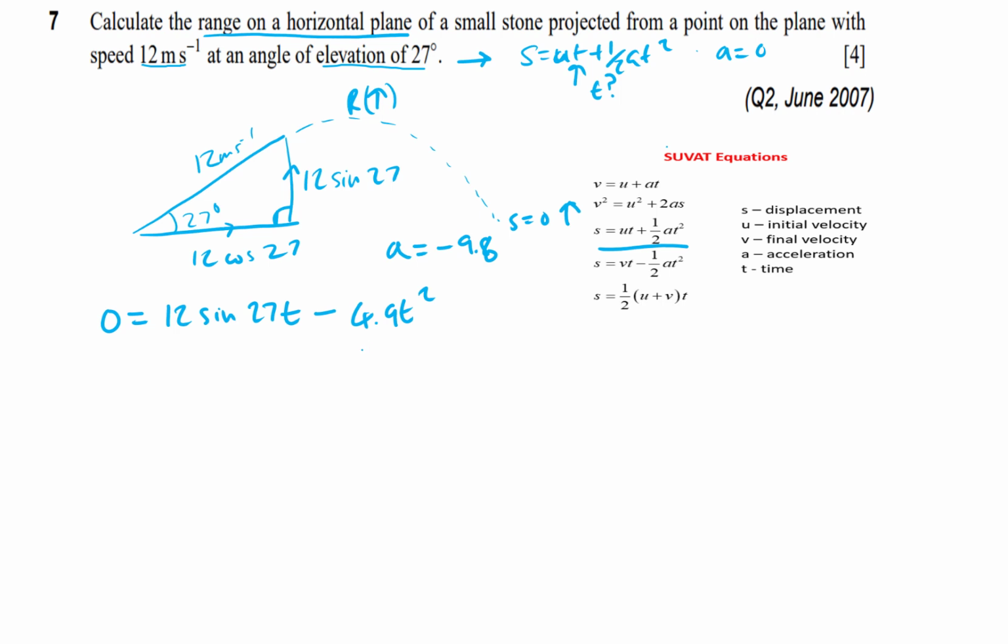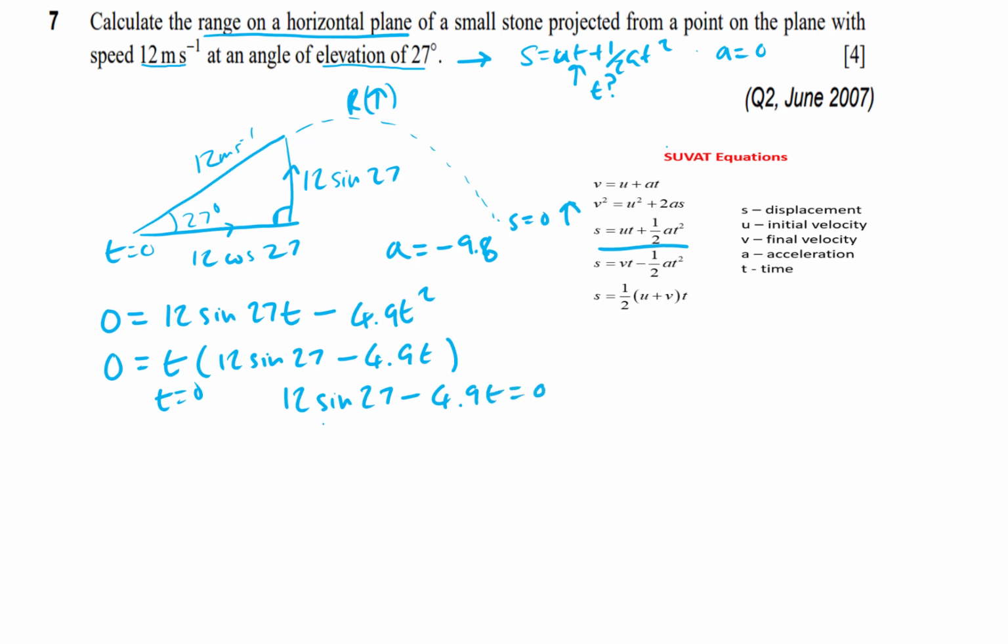And we solve, well, you can factorise this, take t out, t equals zero. So we know one solution is t equals zero, which is at the beginning, and then we just need to set this bracket to equal zero and just solve that, and you will get t equals 1.1 seconds. So we have the time that the stone is in the air.